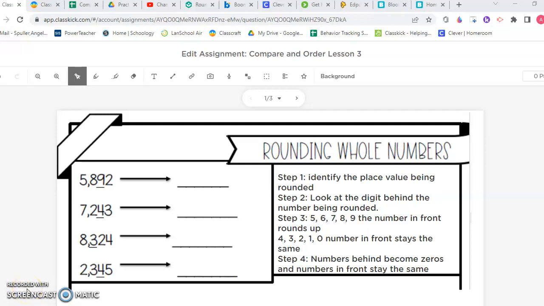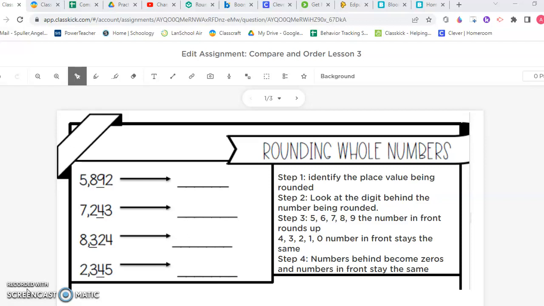Hi, this is Mrs. Oakley, and today we're going to look at Compare and Order Lesson 3, Rounding of Whole Numbers. Now, it's obviously not comparing and it's not ordering, but we can compare and order numbers easier if we round them first. So that's why I've kind of lumped this into that category. So let's look at the steps.